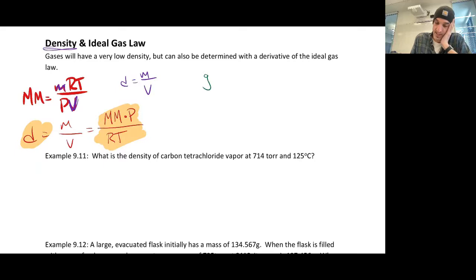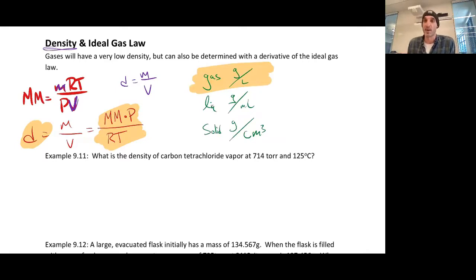So a couple things about this. Gases are typically reported in grams per liter. Liquids are typically reported in grams per milliliter. And then solids are typically reported in grams per centimeter cubed. Let me just correct this: gas, liquid, solid. So gases are grams per liter. Although the numbers might be a little bit weird, you're going to have some answers that are rather large, but again, it's in grams per liter, which is very different than liquids, which is grams per milliliter. So don't be freaked out when you see that.